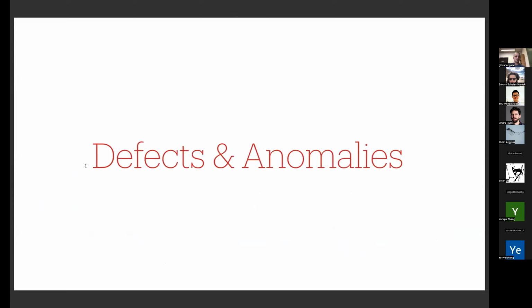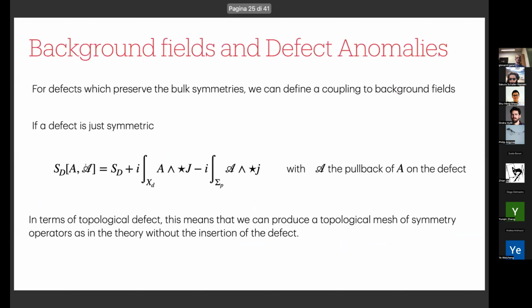Okay. So if not, let me now comment about anomalies. But before doing that, let me now introduce the notion of background gauge fields. So now that we defined what we mean by a defect to be symmetric, either symmetric or symmetry reflecting, we can now discuss what it means to couple the defect quantum field theory to background gauge fields. So let me now discuss the case in which the defect is just symmetric, the standard notion of symmetry.